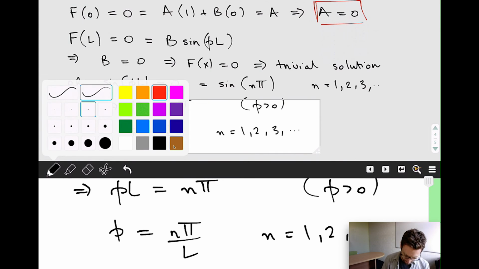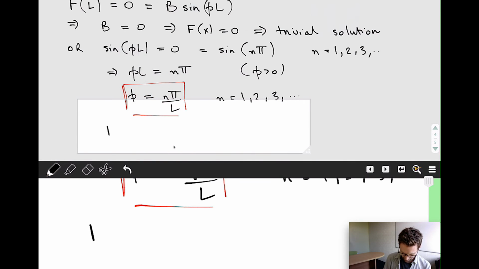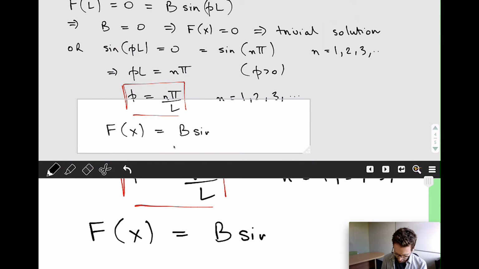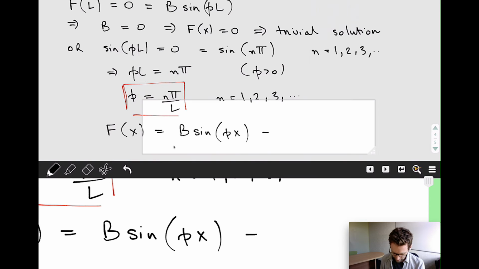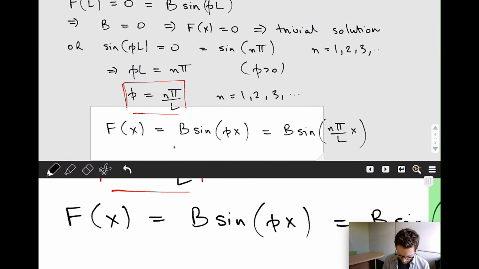So what I found now is that there are infinitely many solutions to this. f of x is equal to b sine p times x, where p is equal to any integer multiple of pi over L, and we're multiplying that by x. Now you notice that works for any value of n equals 1, 2, 3, 4, or whatever. And since any of those are possible solutions, I get infinitely many different solutions.